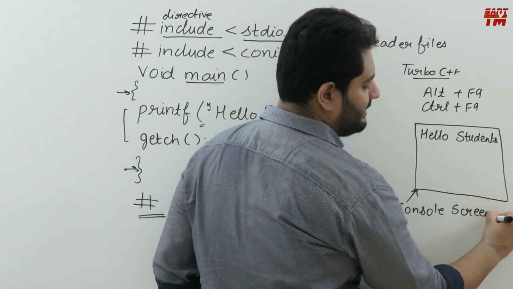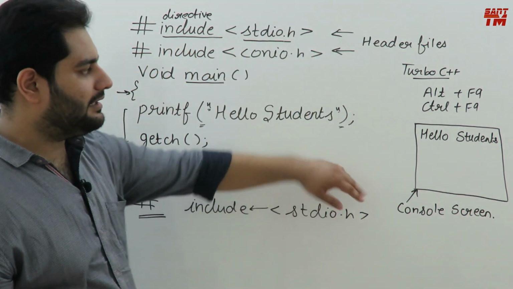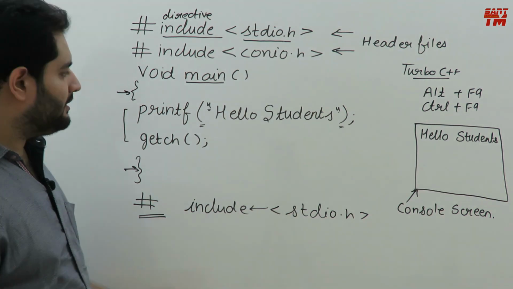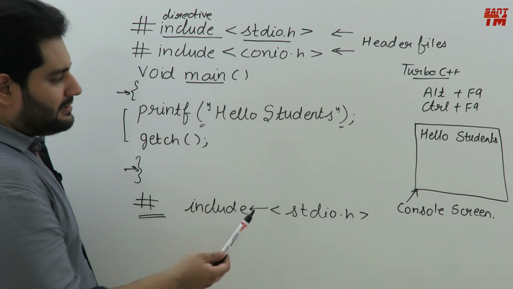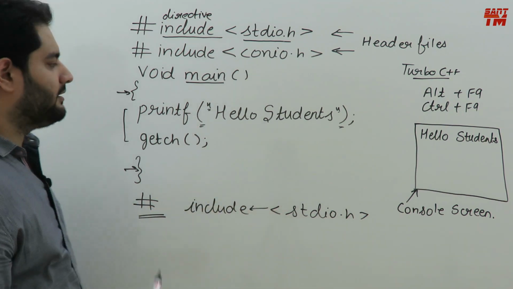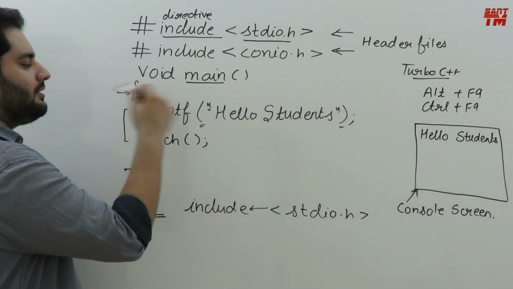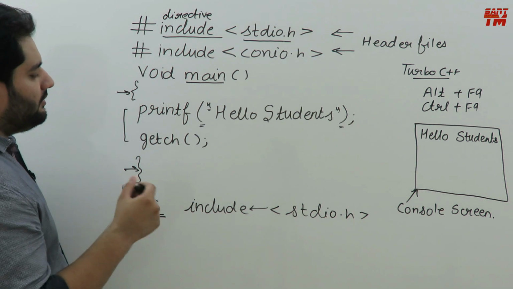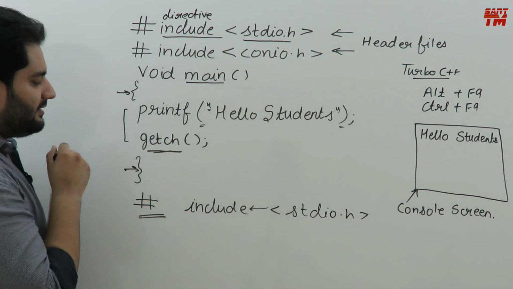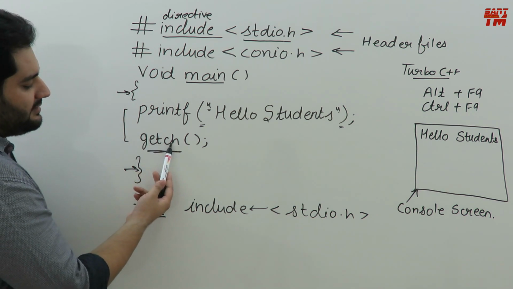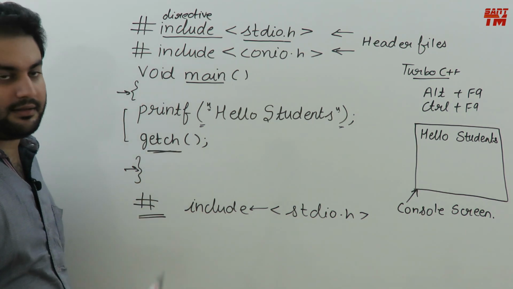I will show you a practical example also on your software and tell you the detailed installation of the software. First consider this program. On the console screen we will see hello students printed. So this is the function of this printf statement. Now we have written here getch. What is this getch? This simply means get ch. Ch means character, get some character.